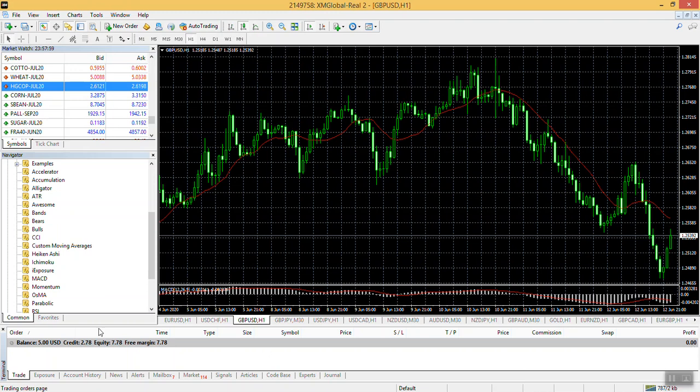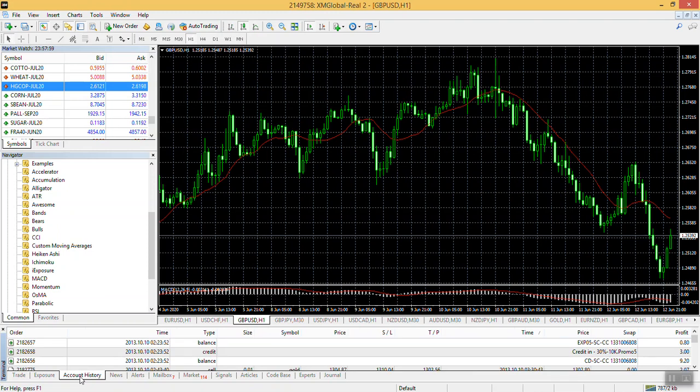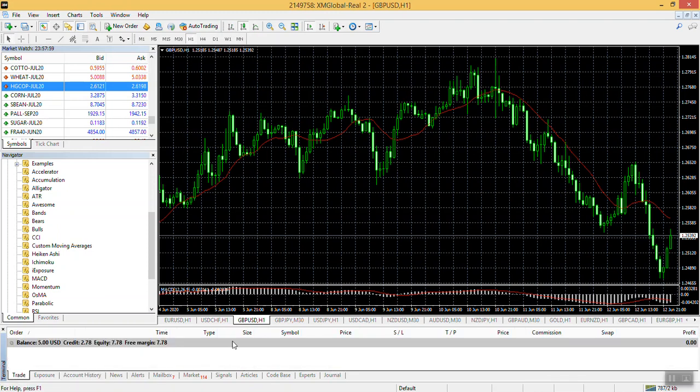Any market you buy or sell, any order you place, it appears here on the trade. You would see them listed down here. I told you about the exposure, the account history, and the trade. Now under the trade you see an X on each row, at the extreme right of it. When you click that X, it's going to close the order automatically. So that's how to close.